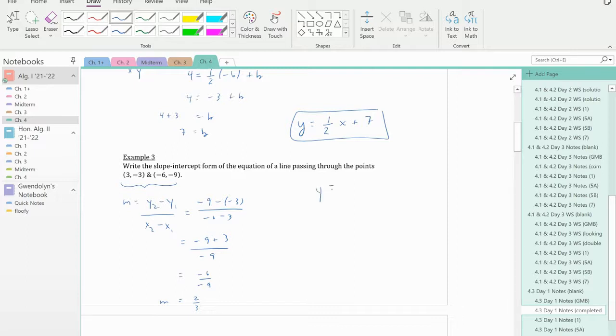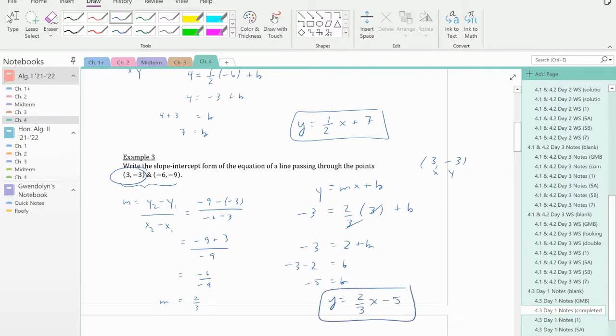Okay, so I'm trying to get the slope-intercept form line. I'm hunting for this. I know the slope now. It's 2/3, and then I just need to choose one of the 2 points. Let's say I decide to choose the 3, -3. So my y, plug in my x. The 3's just cancel, leaves me 2 plus b. I'm going to subtract 2 from both sides. There's the equation of my line.